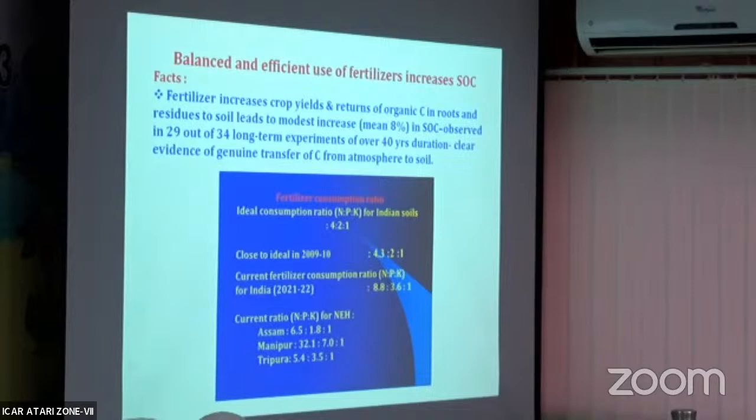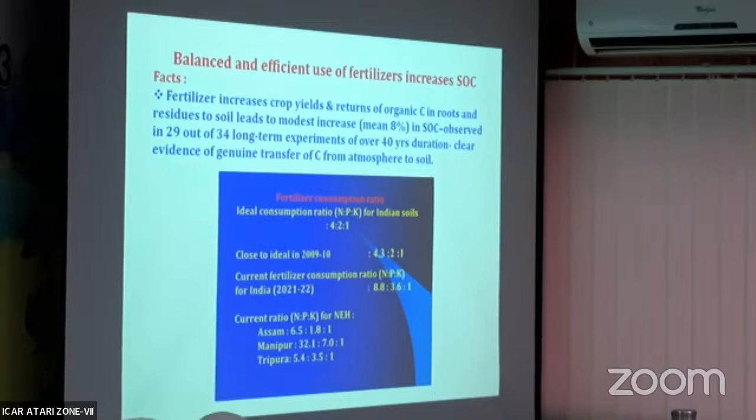Then you see, balanced and efficient use of fertilizer increases soil ability. Out of 40 different long-term experiments over the world, 29 have conclusively proved that soil organic carbon increases by 8%. So if you grow a crop with balanced fertilizer, what is the advantage? You can get a good crop, so you can return a lot of residues in the form of crop residue as well as root biomass in the soil. That enhances the soil organic carbon, the matter in the soil.